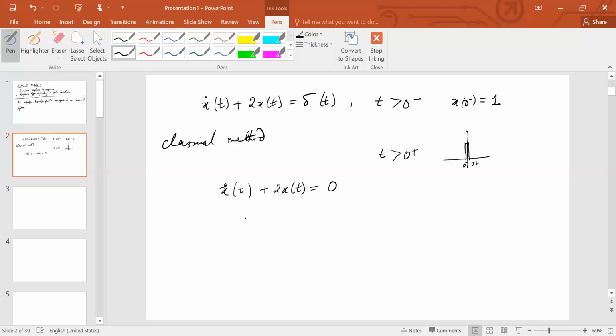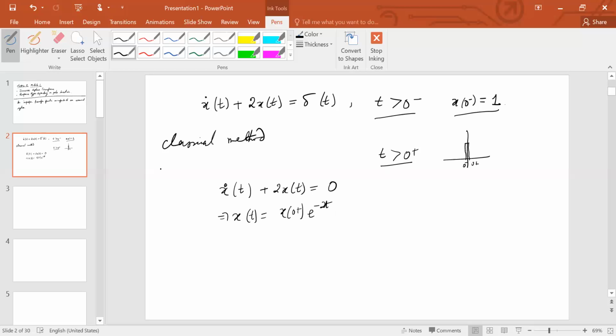Which of course you know how to solve, right? You know that this equation's solution is given by x of t is equal to x of 0 plus e to the power minus 2t. The question is, in a physical or a practical system, no one's going to give you what this x of 0 plus is, what the value of this function at 0 plus is. What you will always be given is this particular value. So then this turns out to be useless.